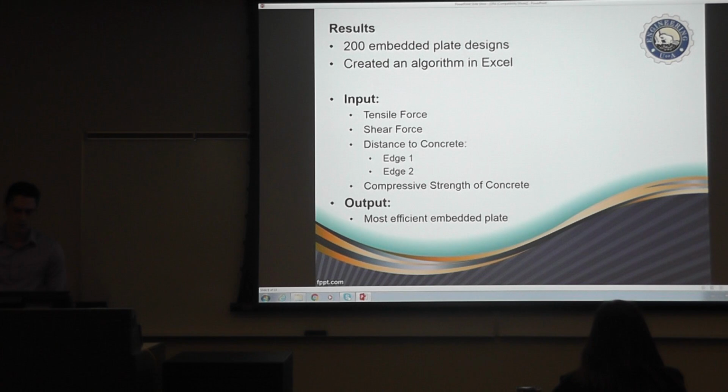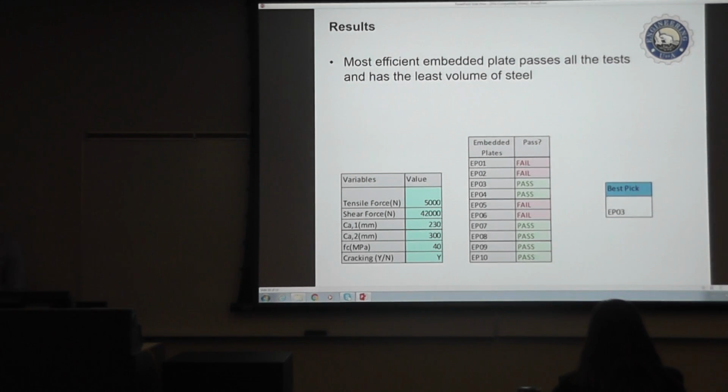Now, to define that a little better, the best or the most efficient embedded plate was the one that passed all the tests. It didn't fail in any regards. It also passed the interaction test between the shear and the tensile force. And once it passed all that, we had to reduce the criteria down to 1. So we chose the embedded plate that had the least volume of steel. I figured that made sense.